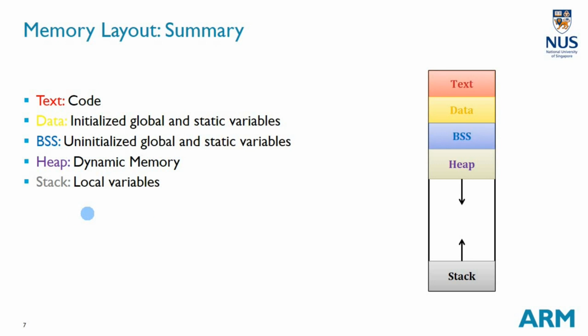So this slide here shows an overview of the memory layout of a system. We have the text segment, the data segment, the BSS segment, the heap, and the stack. These are the 5 main memory segments which a code would occupy once you compile it and download it to the system.